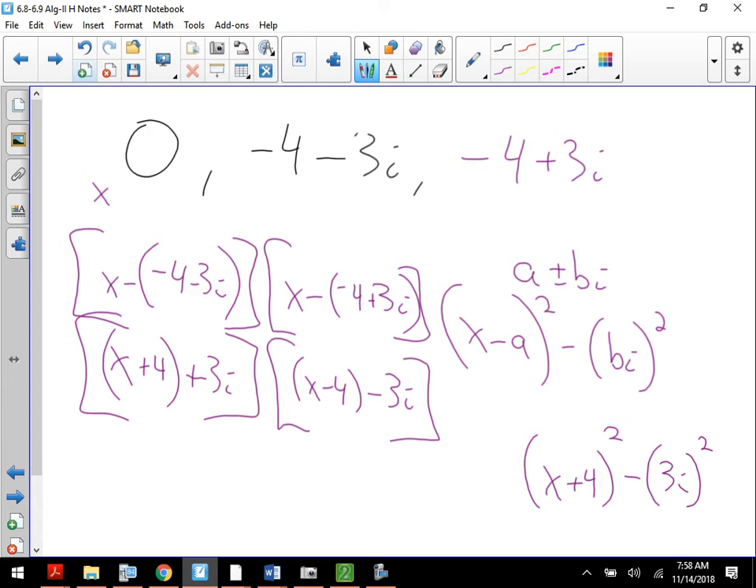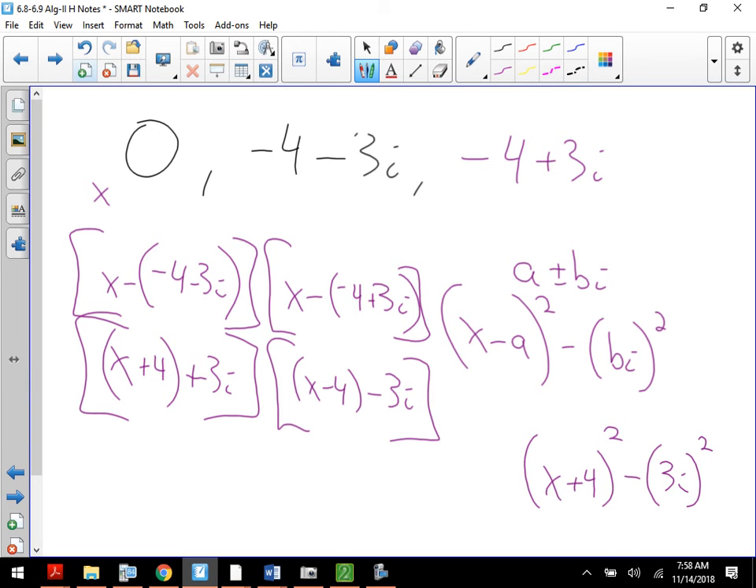And that's where I'm getting that from. I'm setting up the difference of squares. So now I'm going to get first term squared minus last term squared. And that was just shortcutting it there. That's all it was doing. Because it's the same pattern every time.